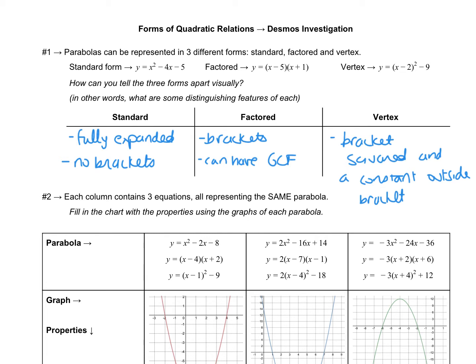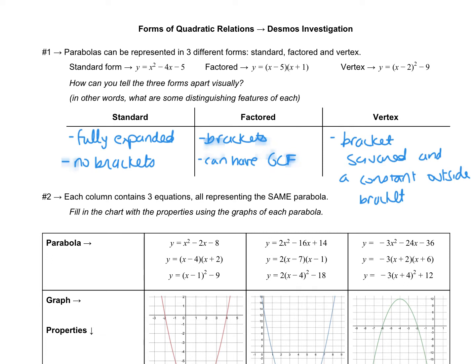All right, so hopefully you made similar observations. So for standard form, we have no brackets, and it looks like whatever our expression may have been has been expanded. For factored form, you have brackets. Sometimes it's 2 brackets, sometimes there's a greatest common factor. It depends on the method that had been used.